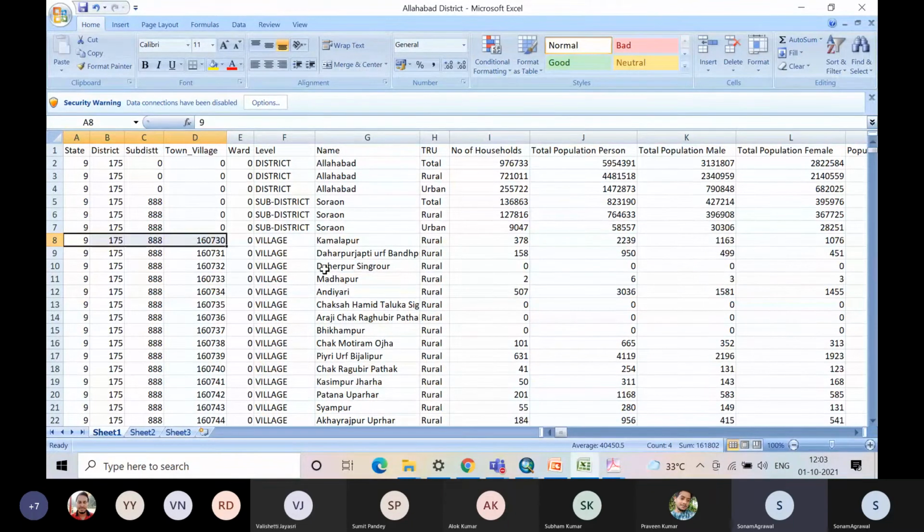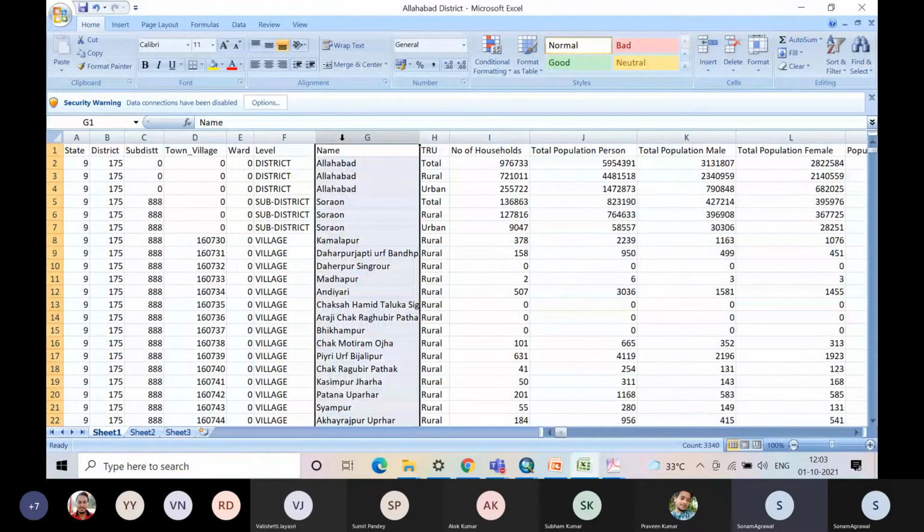So as you can see, first there will be a state code, then district code, then sub-district code. Sub-district means tehsil over here. And after that, you can find the name of all the villages. If you are interested in your district, you can also download all this information and you can see how many villages are there, what are the names of the villages and all the other things.